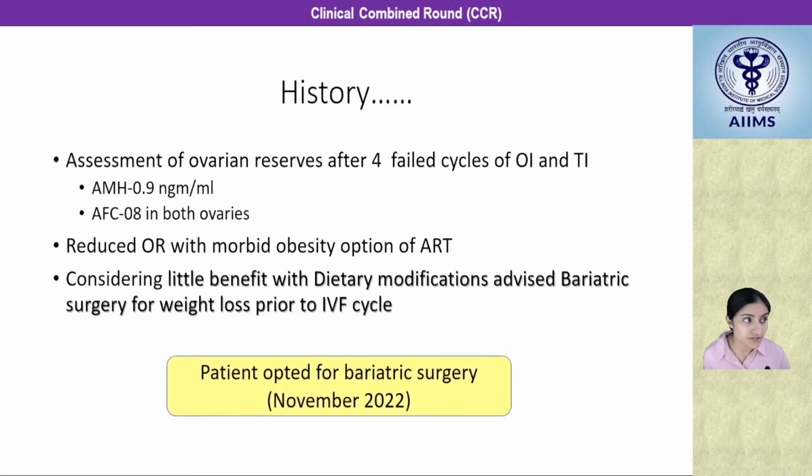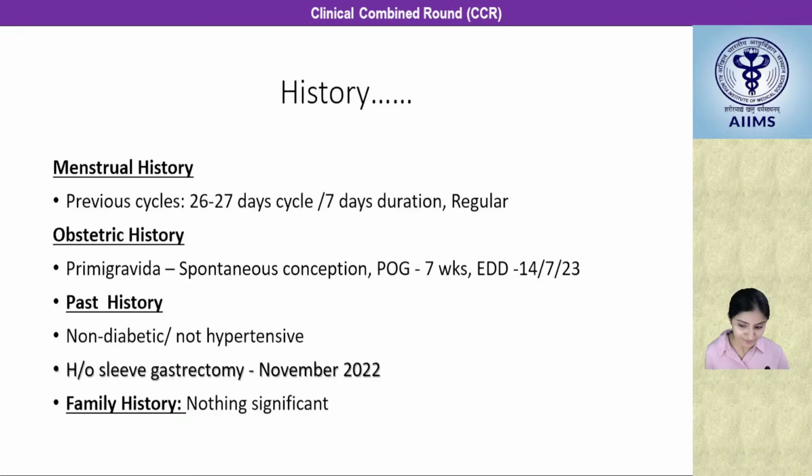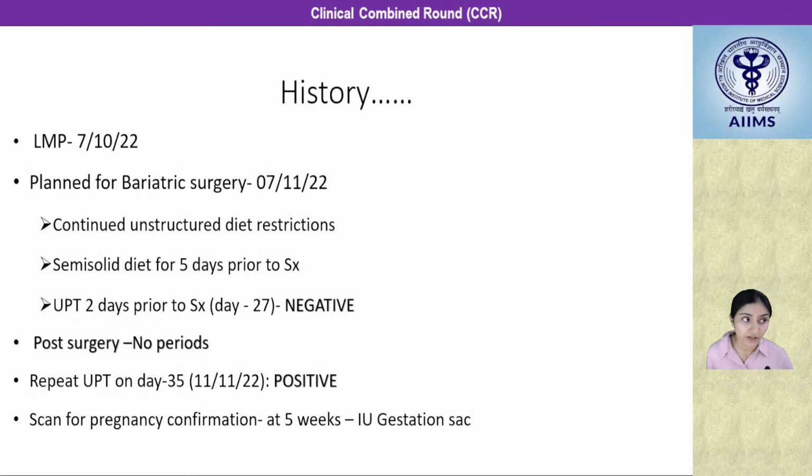Patient opted for bariatric surgery in November 2022. Her previous cycles were regular and were of length 26 to 27 days. There was no obesity-related complication in the patient. Her last menstrual period was on 7th October and patient was planned for bariatric surgery on 7th November. She continued her unstructured diet restrictions and took a semi-solid diet 5 days prior to the surgery. UPT was done 2 days prior to the surgery, which was negative.